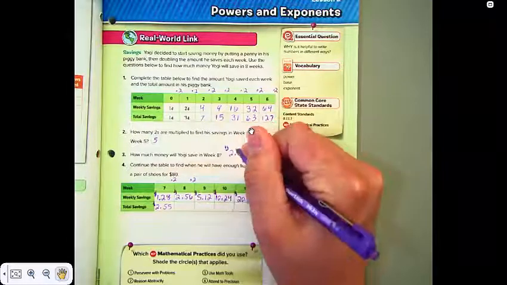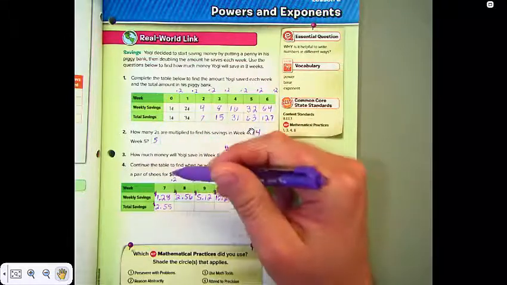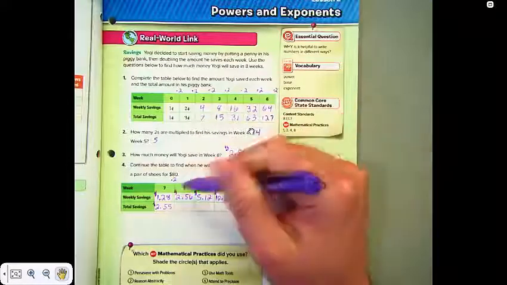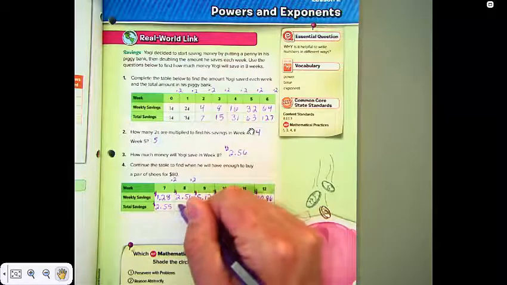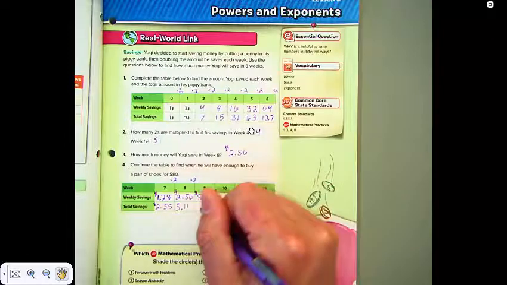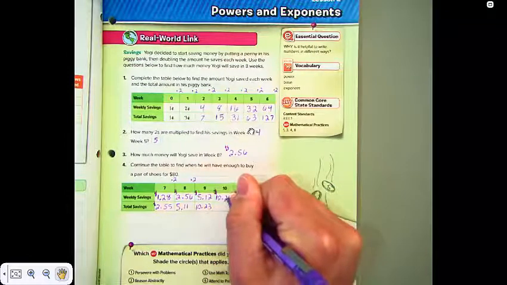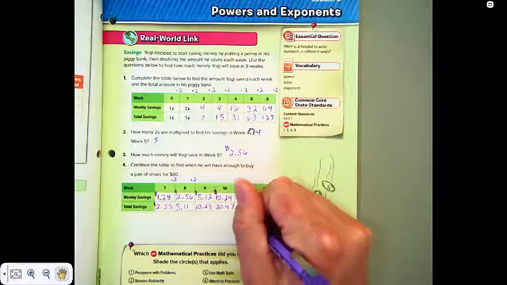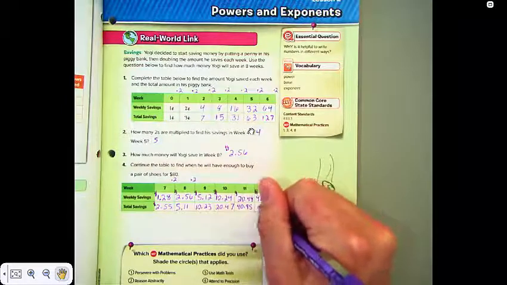Now the question is, on 4 here, continue on the table, will he have enough money to buy a pair of shoes for $80? So we look here at week 12. I multiplied all by 2, but I didn't add everything up. So I'm going to start adding this to that one, just like I did above. He has a total of $5.11. Then we add that, and we get a total of $10.23. We add the next, we get $20.47. Add the next, we get $40.95.